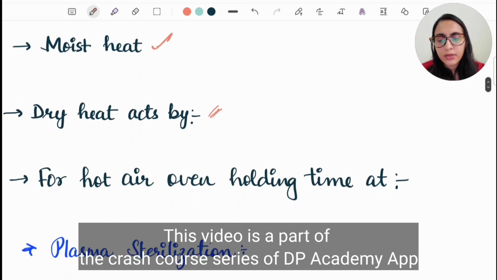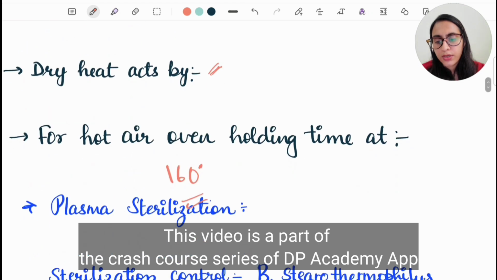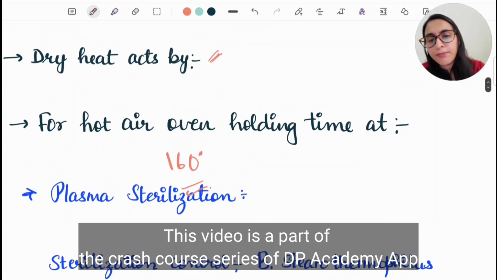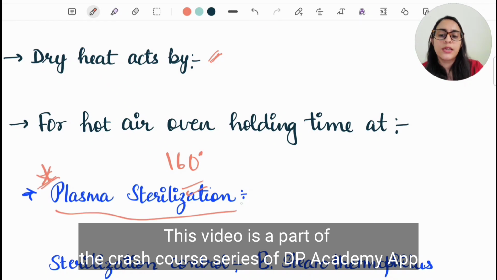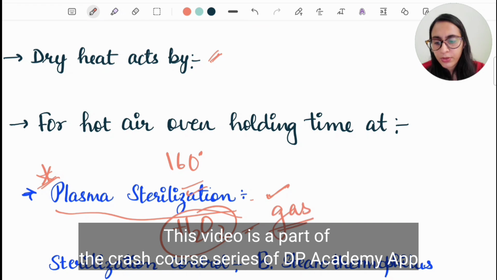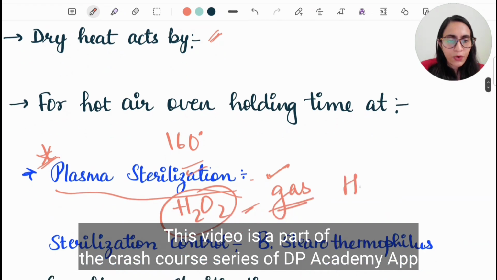For the hot air oven, the holding time is 160 degrees Celsius for 2 hours or 1 hour. Now, a very important point is plasma sterilization. In NEET 2019, a question was asked on plasma sterilization. It is a newer method of sterilization in which hydrogen peroxide gas is used. From the hydrogen peroxide, plasma radicals are produced.